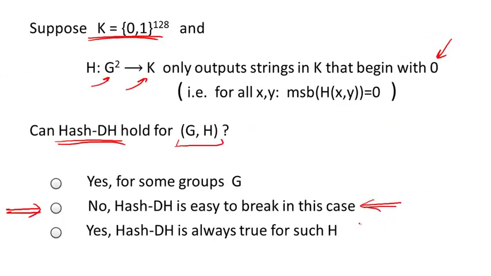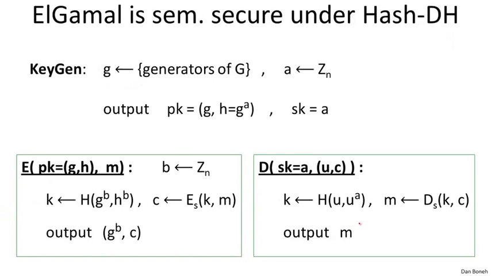So clearly you can see that even though CDH might be hard in a certain group G, if you choose a bad hash function, then HDH will not hold for the pair g, h. Okay, but suppose it so happens that we choose a group G and a hash function H for which the hash Diffie-Hellman assumption holds. And in fact, if you choose the hash function to be just SHA-256, for all we know, the hash Diffie-Hellman assumption holds in the group Z_p star and holds in the elliptic curve groups. My goal now is to show you that ElGamal is in fact semantically secure under the hash Diffie-Hellman assumption.